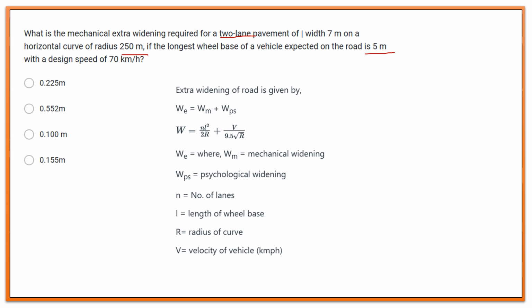After putting the given values into this formula, nl square divided by 2R, we get the mechanical widening as 0.1 meters. So here option number C is correct.